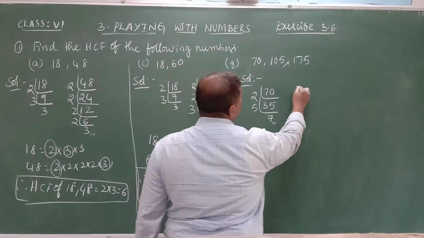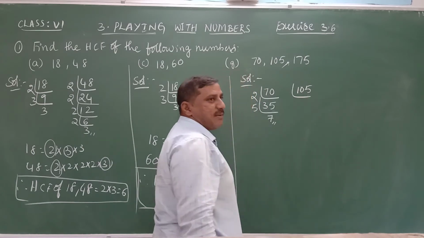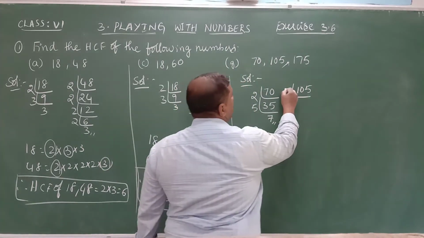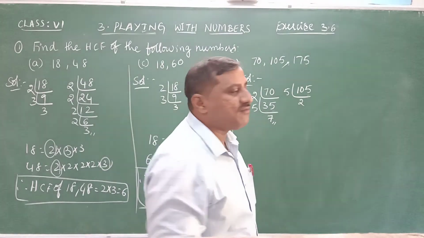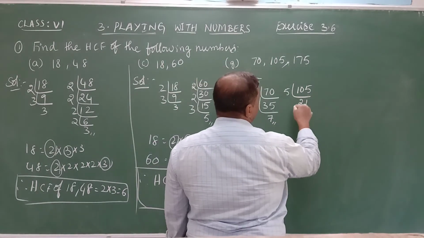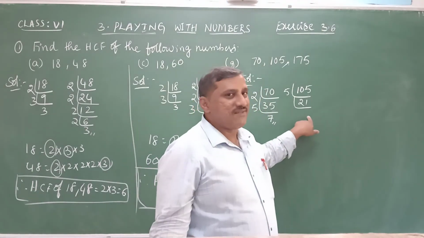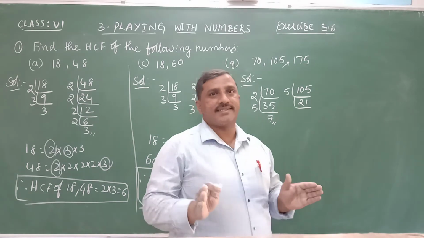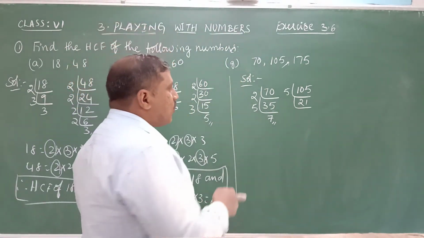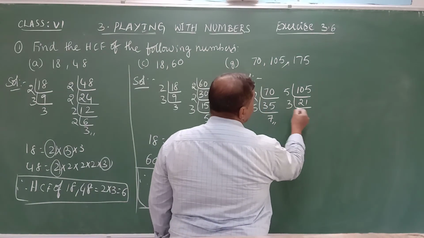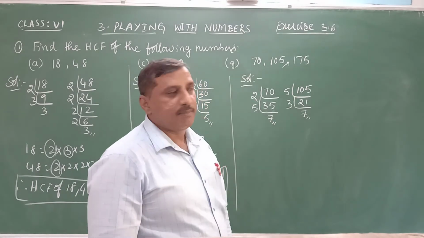Next, 105. Here we have 5 in the units place, so it is divisible by 5. 5 2s are 10. 10 minus 10, 0. Then bring 5. 5 ones are 5. 21 is an odd number, not divisible by 2. Check for 3. 2 plus 1, sum of the digits, is 3. 3 is a multiple of 3. Therefore 21 is divisible by 3. 3 7s are 21. So 7 we got, it is a prime number, the last number.